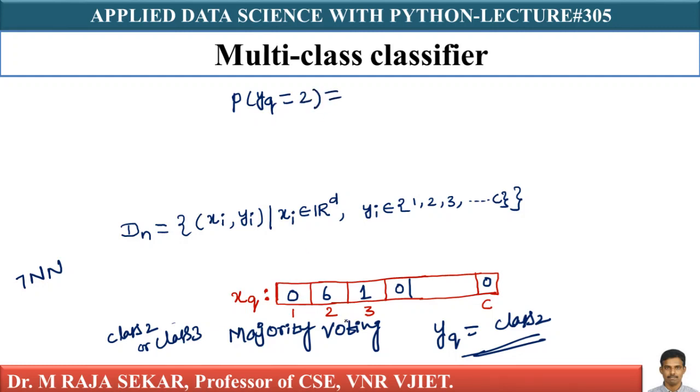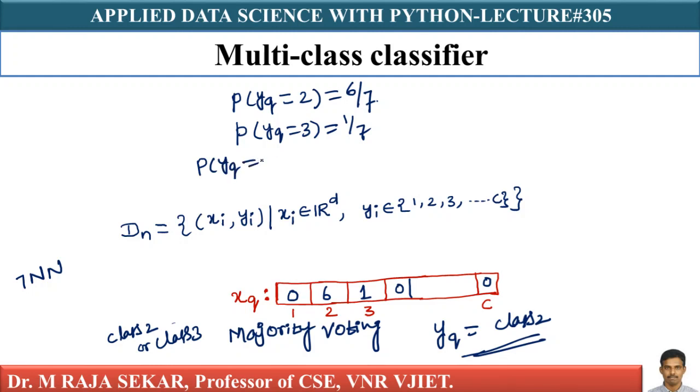What is that probability? Y_q equal to 2: how many possibilities? Favorable 6, total 7, so 6 by 7. What about the probability of Y_q equal to 3? Y_q equal to 3, there is only one possibility, therefore I can say it is 1 by 7.